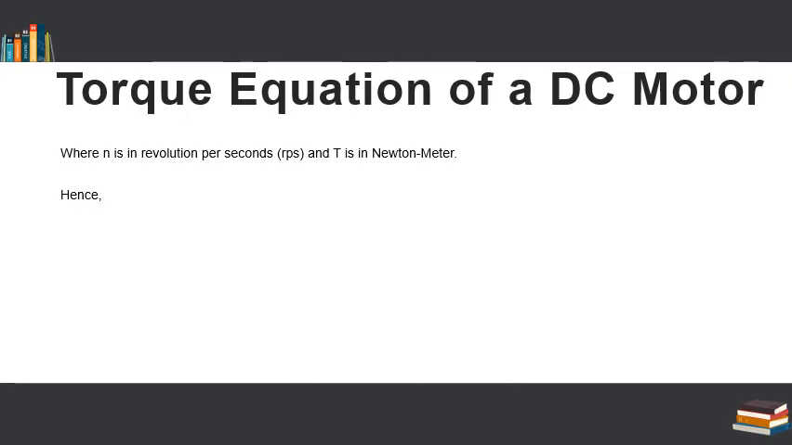Where n is in revolution per second, RPS in short, and T is in Newton meter. Hence, 2 pi n T is equal to Eb into Ia, or T is equal to Eb into Ia divided by 2 pi n.